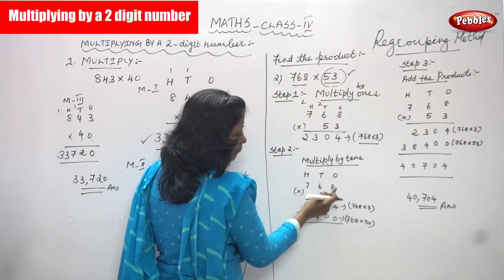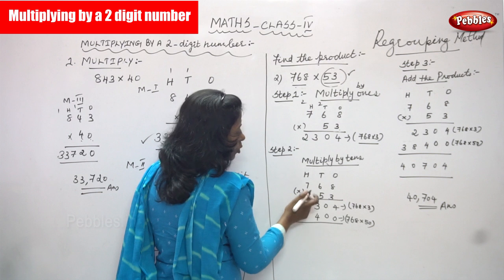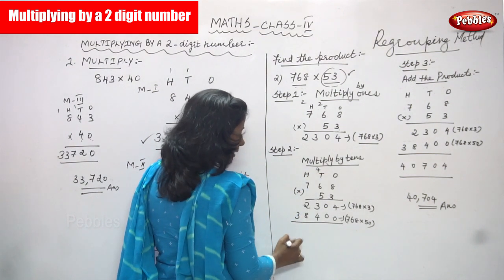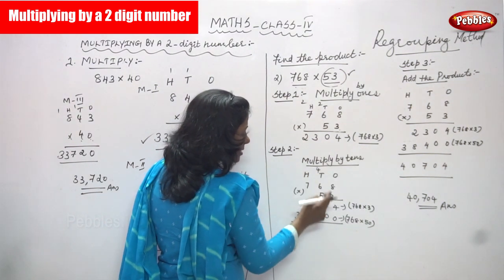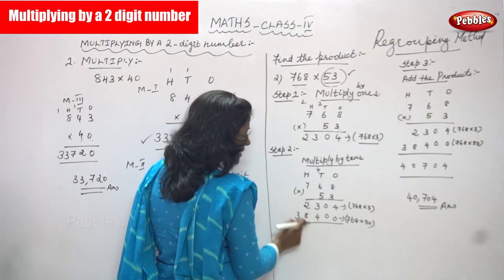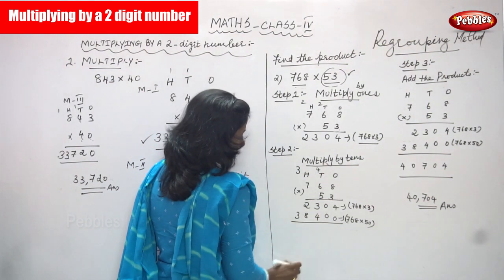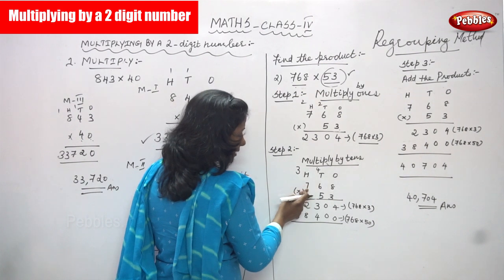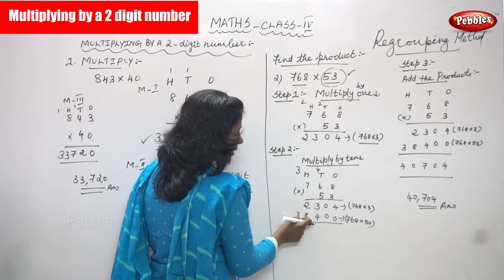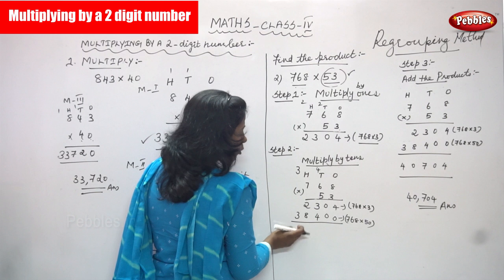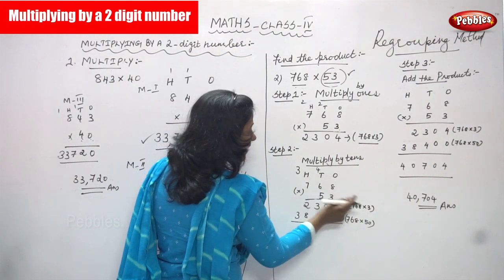So 5 into 8, 40, 0. The 4 is carried over to the tens place. Then 6 into 5, 30, 30 plus 4, 34, 4. Then the remaining carryover goes to the 100 place. So 5 into 7, what? 35. 35 plus 3, what do you get? 38. So I'm going to multiply 768 into 50.